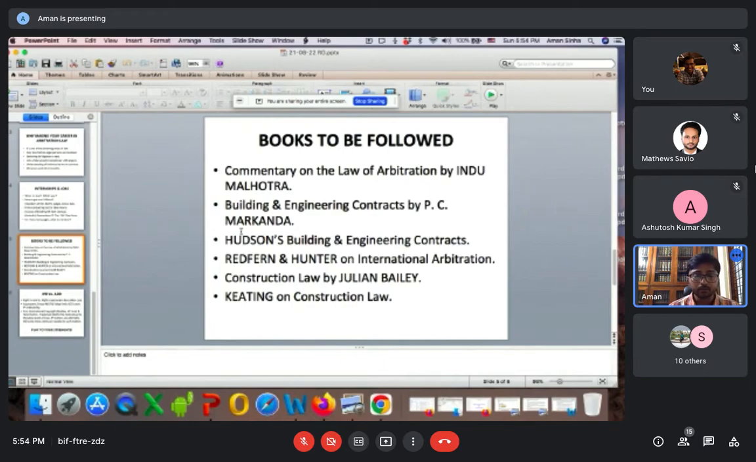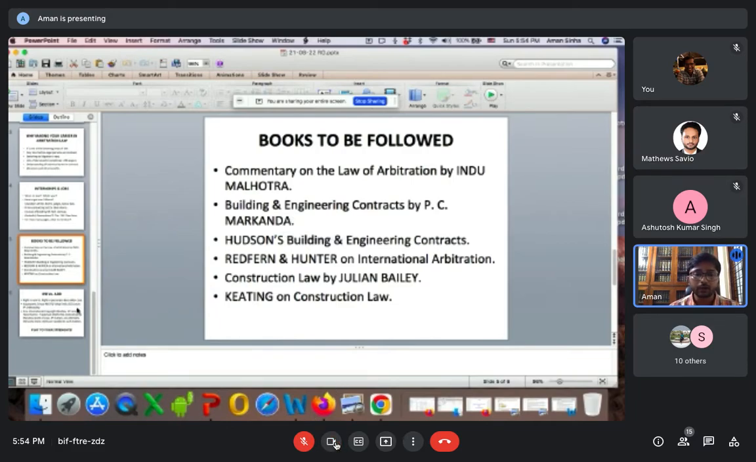And when you are thorough with domestic arbitration, and you want to broaden your knowledge, then you can look into the last four books. Hudson, Building and Engineering Contracts, and Redfern. Redfern is a very, very good book for international arbitration.